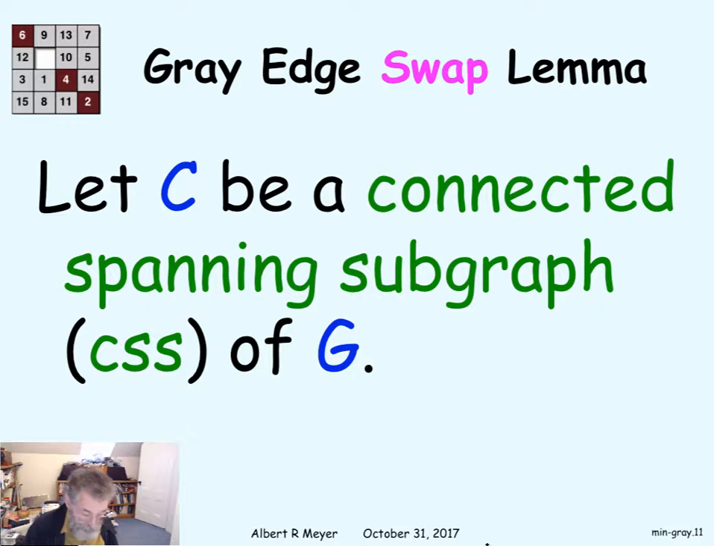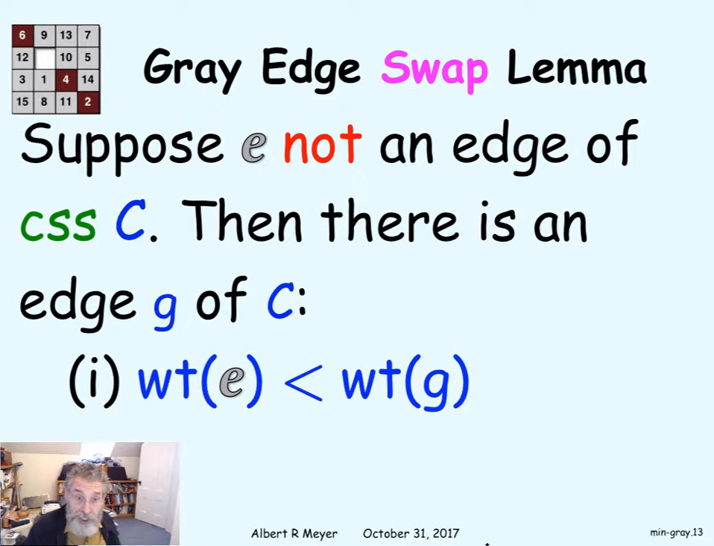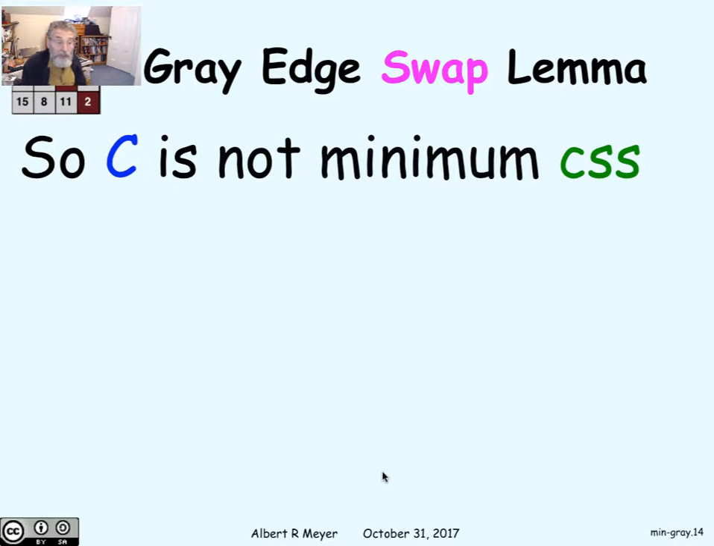So let C be an arbitrary connected spanning subgraph of G, and suppose that the minimum weight gray edge E is not an edge of C. Then I claim, and this is what the swap lemma says, that there's an edge G in this subgraph that is heavier than E, and if you remove that heavier edge and add in the edge E, the graph stays connected. So C minus G plus E becomes a connected graph, and of course it's lighter because I've removed a heavy edge and put in a light edge.